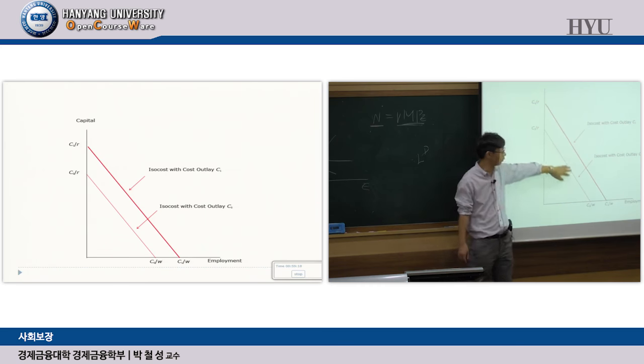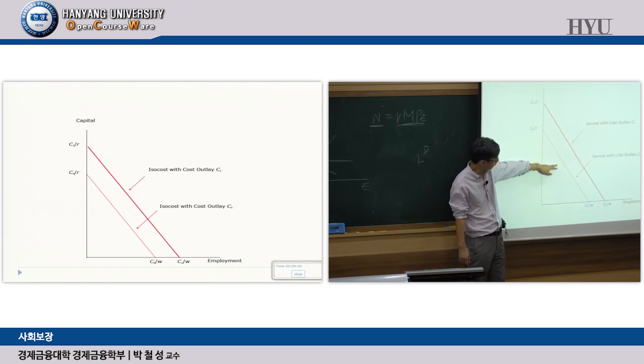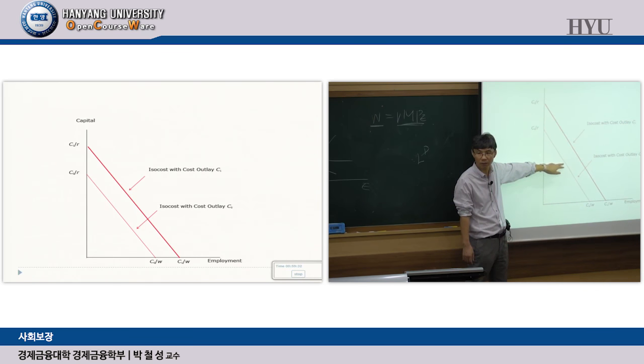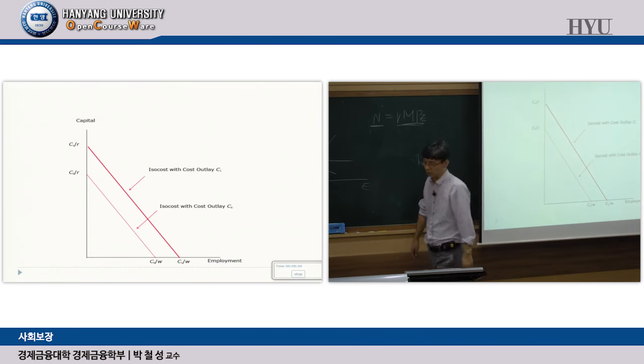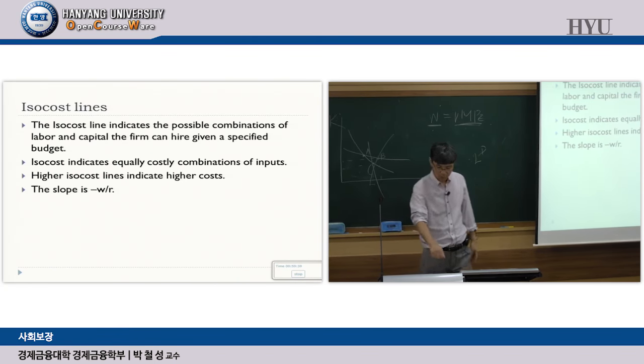And what is the slope? In between, you can put in more employment but lower capital, and you can draw a line. Then if you look at it, the slope must be W over R. It's a simple calculation. So W over R.